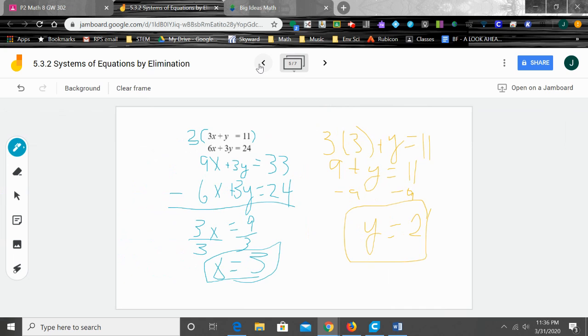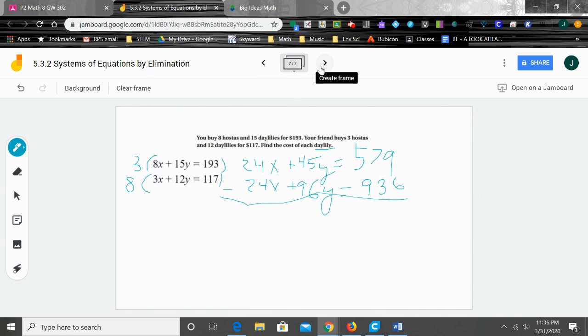There's nothing different here than what we did before. It's just that these are not numbers you can do in your head. Fine, not a big deal. Use your calculator. So how do I get rid of the x's? Obviously, I'm going to subtract the bottom equation from the top. So 24x minus 24x is 0. 45y minus 96y, plug it into your calculator. You're going to get negative 51y. 579 minus 936, again, plug it into your calculator. That comes out to be negative 357.